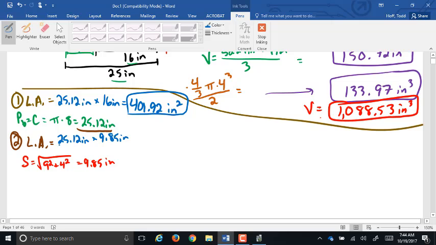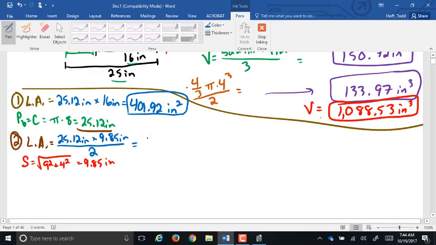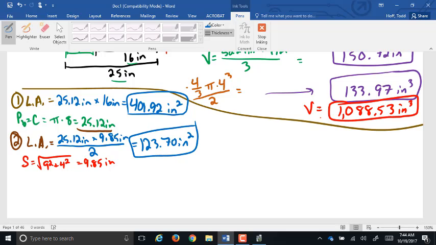What am I forgetting yet? But by 2, because it is a triangle. Giving us 123.70 square inches for the cone.